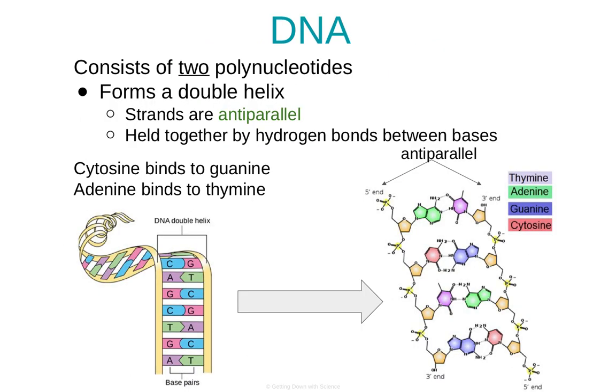DNA is going to consist of two polynucleotides. They form a double helix, and the strands are anti-parallel. They're held together by hydrogen bonds between the bases, and that's how we consider them bonded, all right? So cytosine bonds with guanine and adenine bonds with thymine. So you may remember that for every C, you're going to get a G, and for every A, you're going to get a T. In this case, though, we're looking at directionality.